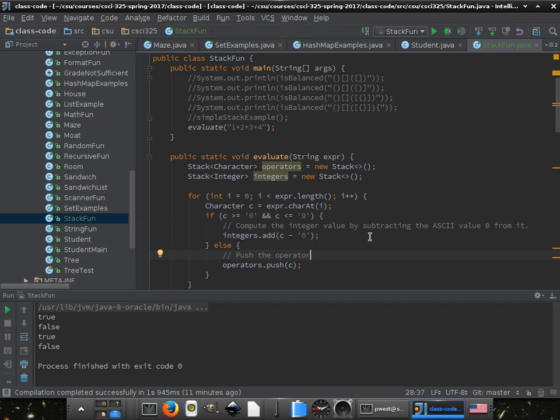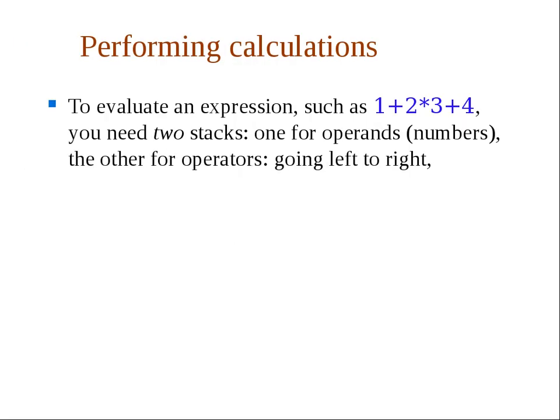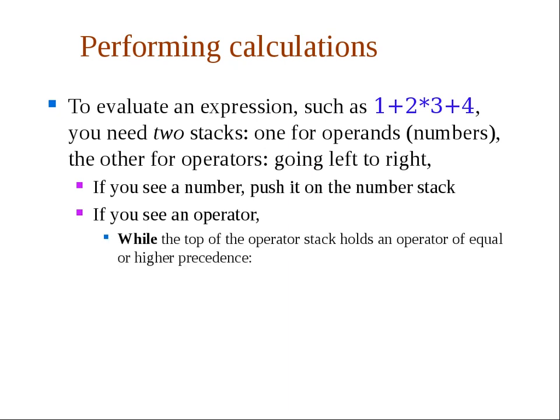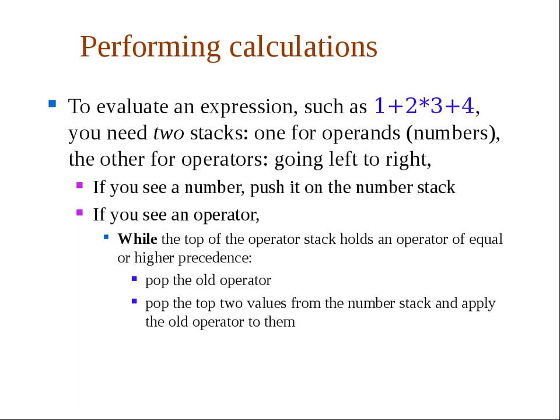Let's go back to slides because I think they explain the best what we have to do. If you see a number, push it on the stack. Good, that's what we did. If you see an operator, while the top of the operator stack holds an operator of equal or higher precedence, pop the old operator, pop the two values from the number stack, apply them to it, and push the result back to the stack. While. That's a while. So while the top of the operator stack holds an operator of equal or higher precedence.